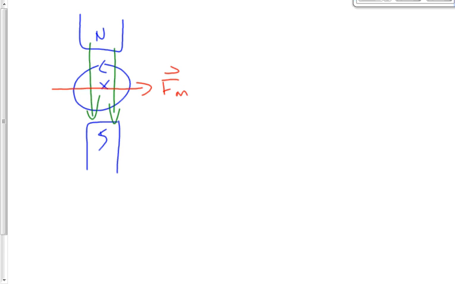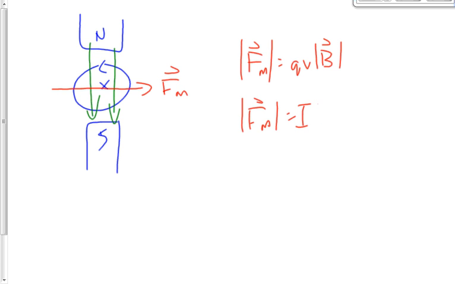There's a magnetic force on the charges and a magnetic force on the wire that carries those charges. Now, we find the direction of the force in the exact same way. It's the hand rule for deflection. But we find the magnitude in 2 different ways. The magnetic force on the charged particle is QVB. The magnetic force on the wire itself is ILB. The current times the length of the wire times the magnetic field strength.